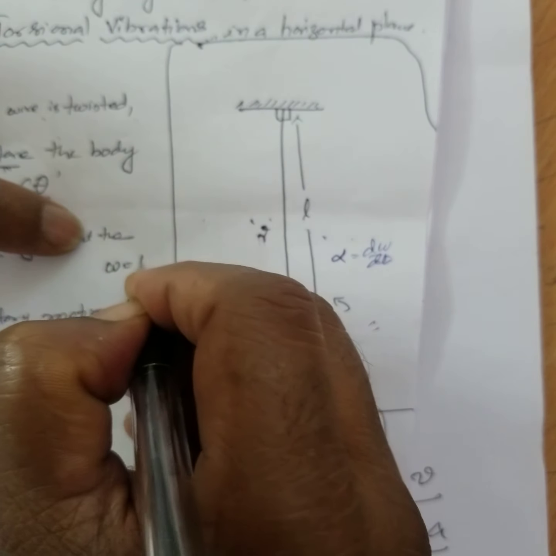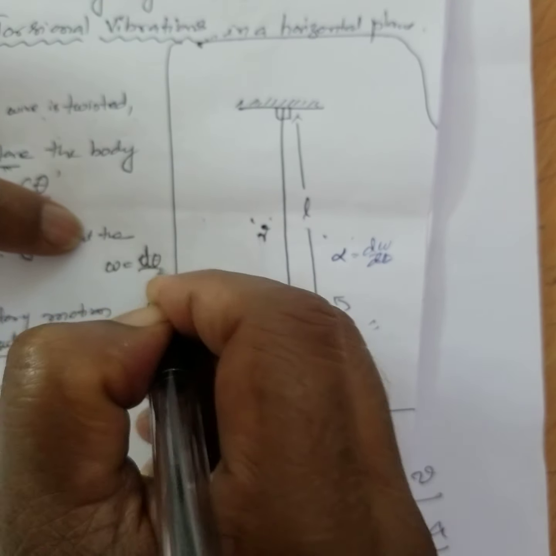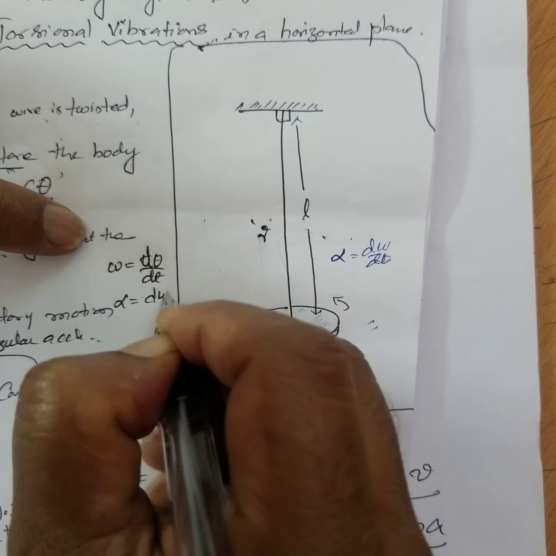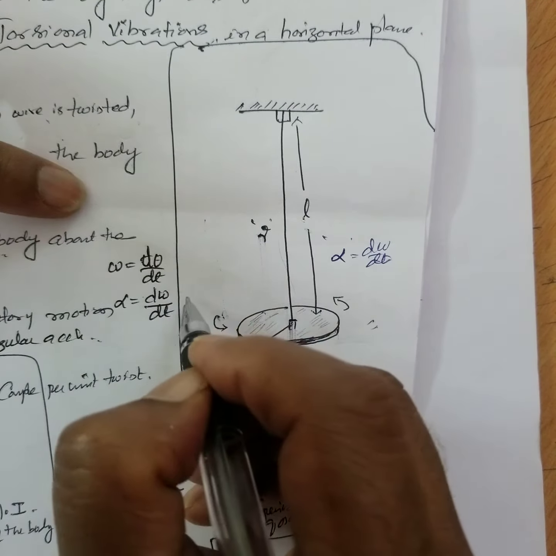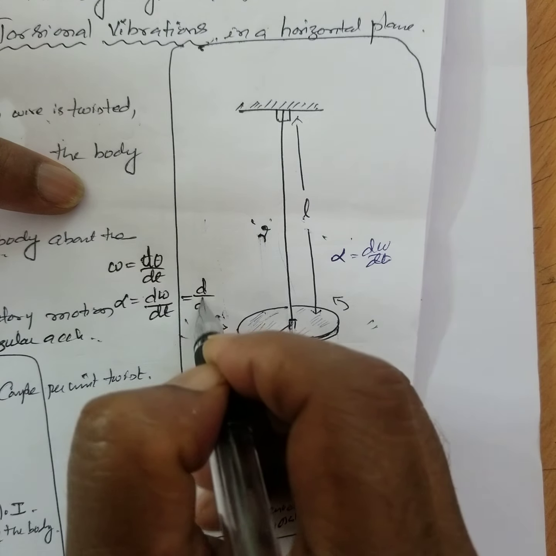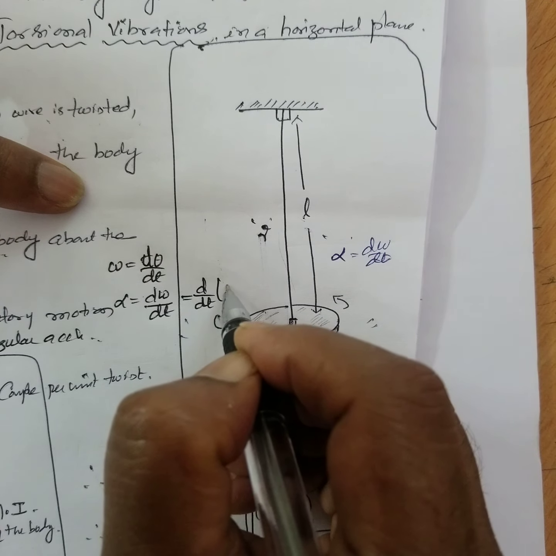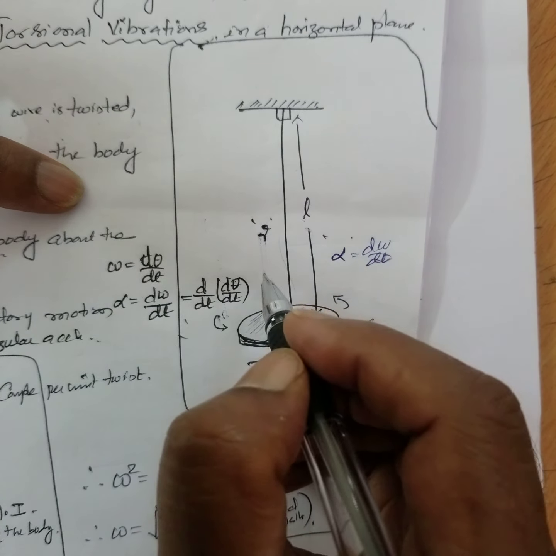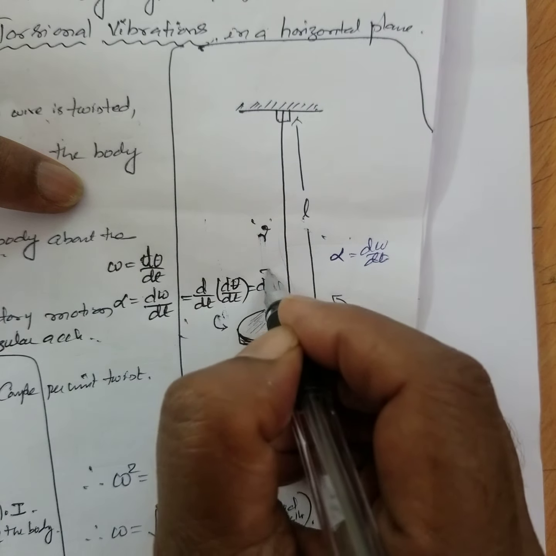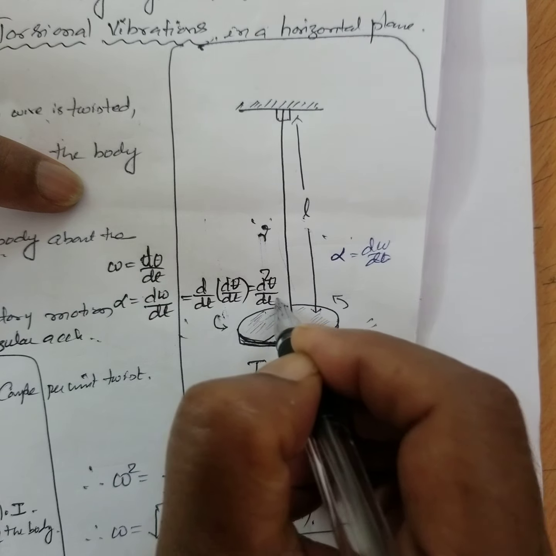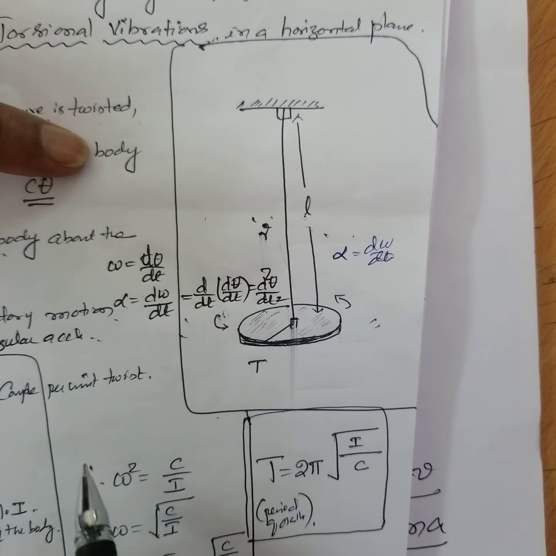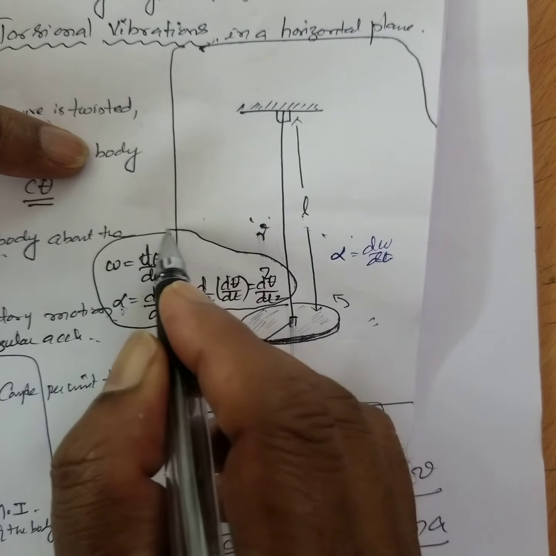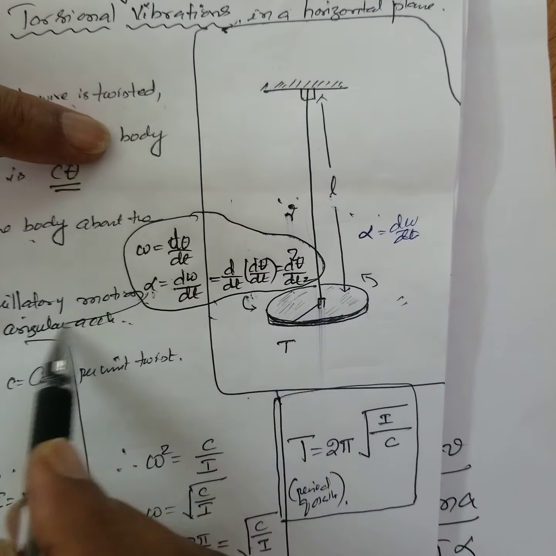Angular acceleration is equal to what? Omega is equal to d theta by dt. Alpha is equal to d omega by dt, that is d by dt of omega, which is d theta by dt. Or you can write d square theta by dt square. Therefore, alpha is equal to this. You got it. That only I am substituting here.